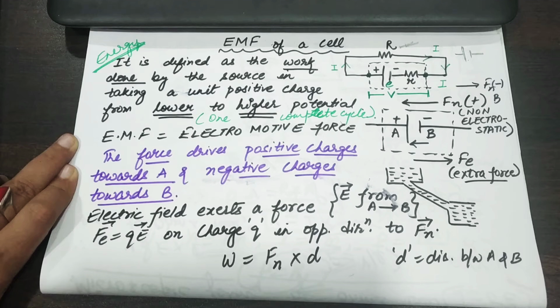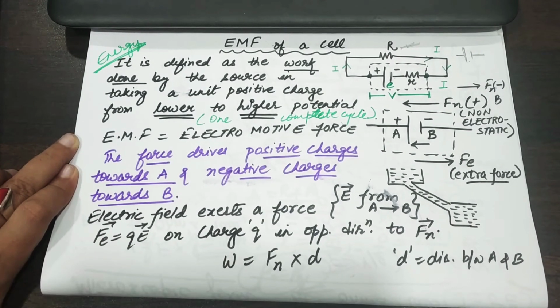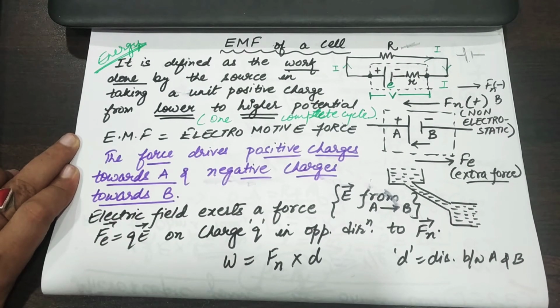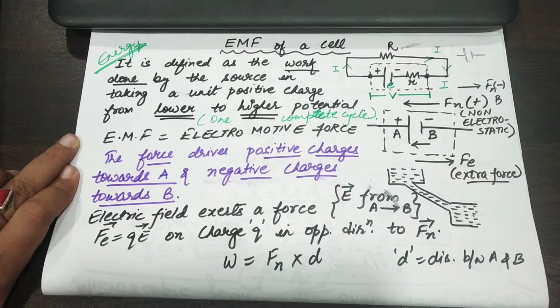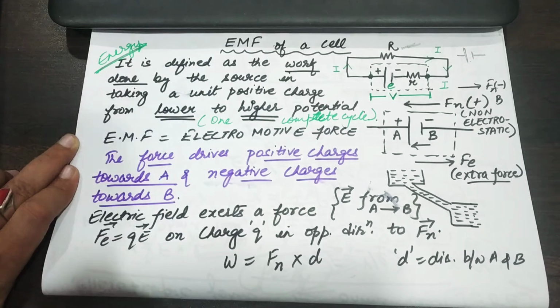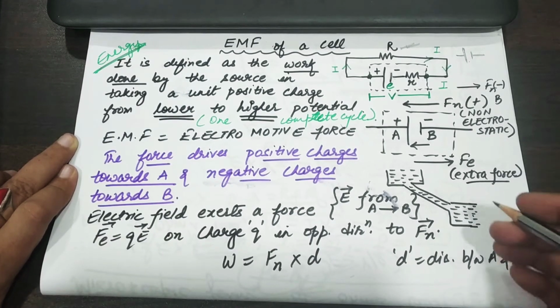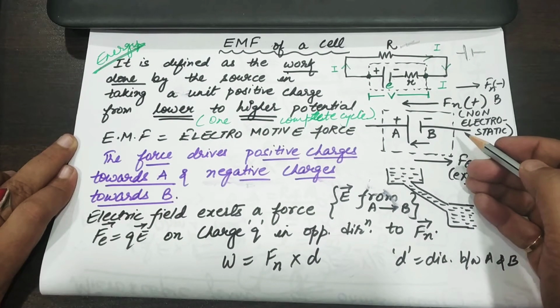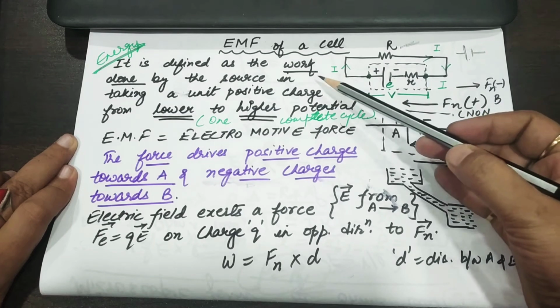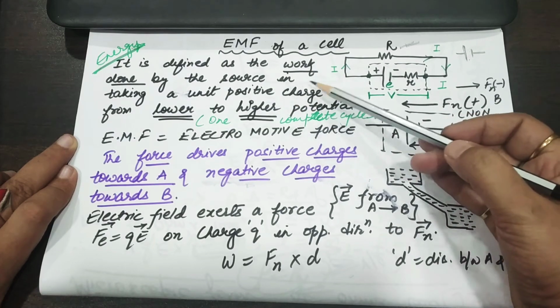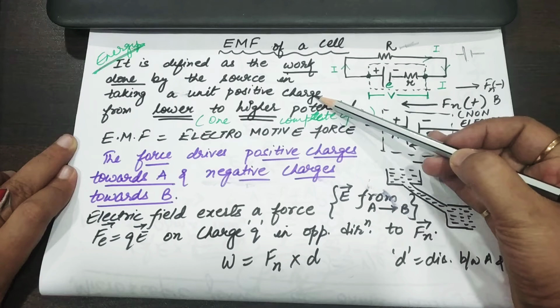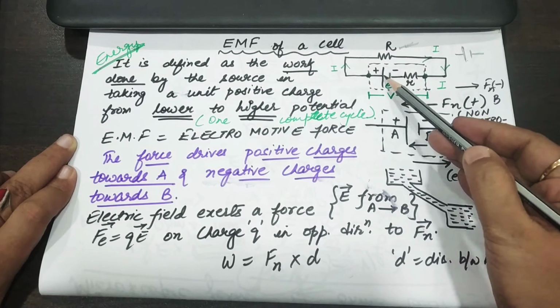So children, don't get confused by its name. Electromotive force is not a force, but it is the work done. It is the energy supplied by the battery or the source, right? So definition wise we say that it is defined as the work done by the source in taking a unit positive charge from lower to higher potential.